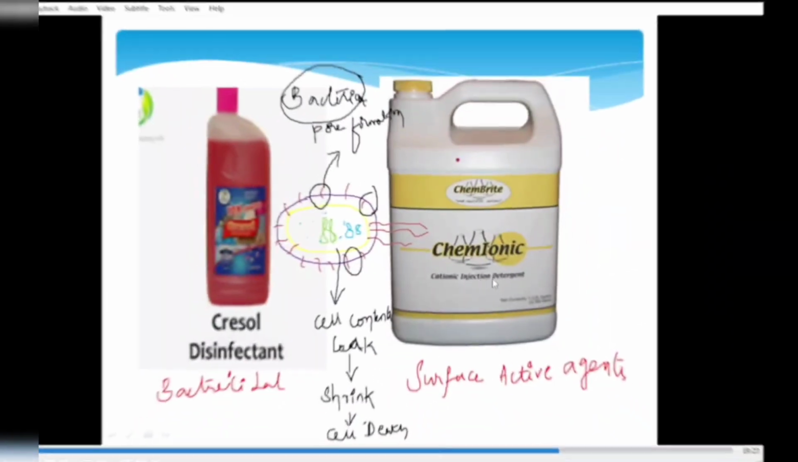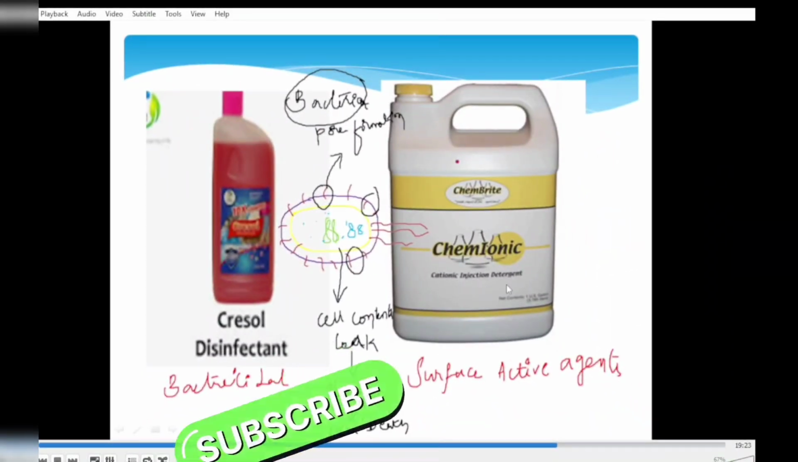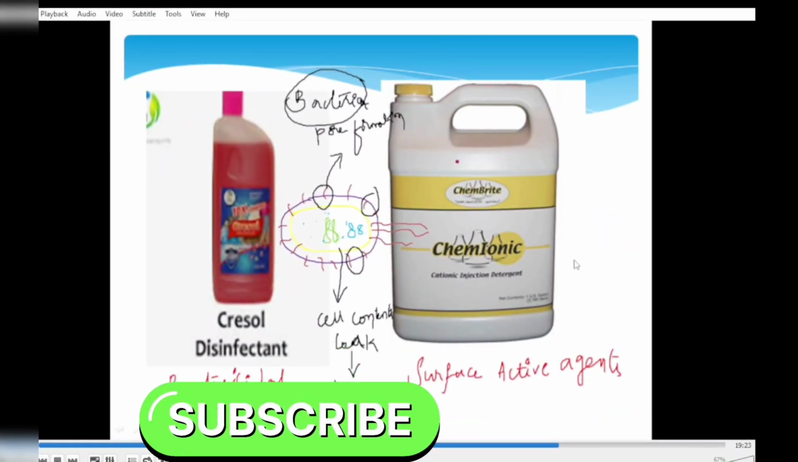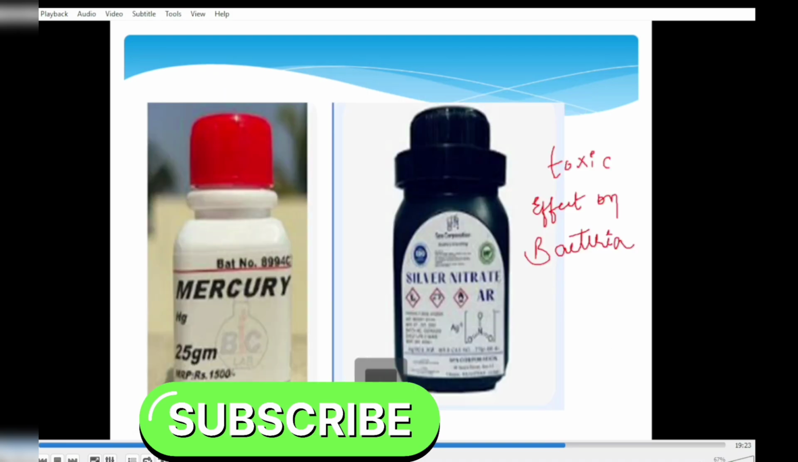This is the cationic detergents. Cationic detergents are examples of quaternary ammonium compounds. These cationic detergents we can also call surface active agents. These surface active agents can kill bacteria. In the next image you can see mercury and silver nitrate. These are examples of salts. They also have a toxic effect on bacteria, so they can kill them.